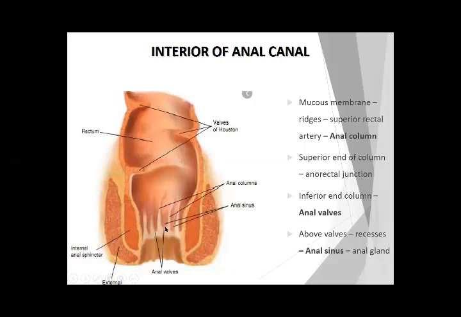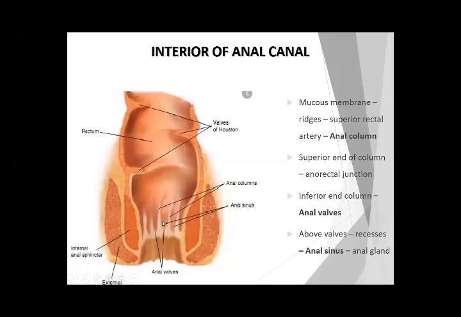So folds of mucous membrane joining the adjacent anal columns are called anal valves. Above the anal valves, this small area or recess is called the anal sinus. The importance of the anal sinus is that the mucous glands of the anal canal, called anal glands, have their ducts opening in these anal sinuses, which are simply small recesses lying above the anal valve.